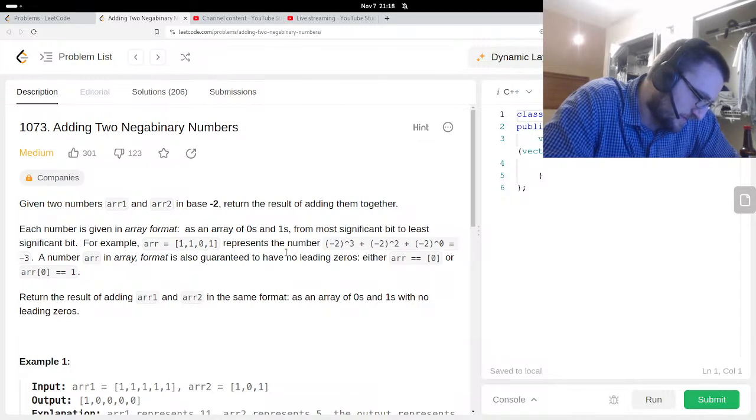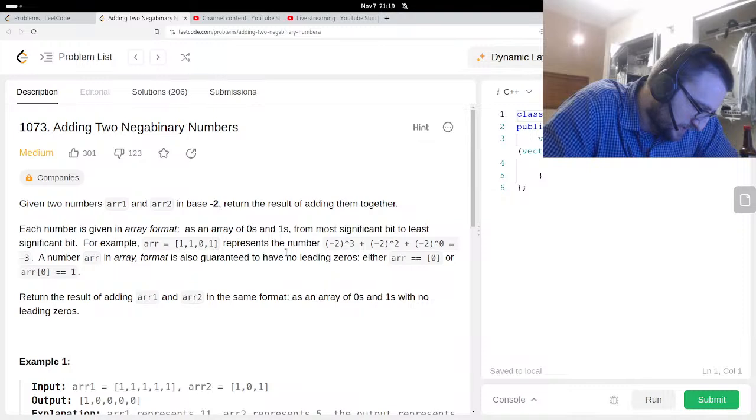Jeez. -2 raised to the I plus 1 is -2 times -2 raised to the I, which is like -1 times -2 raised to the I plus -1 times -2 raised to the I. Okay. Of course. Interesting.